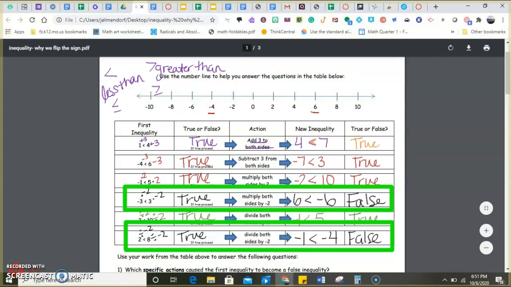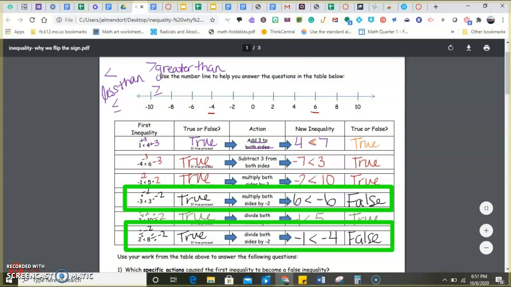The first one, we were multiplying by -2. And the second one, we were dividing by -2. All of the rest of them actually came out and worked, no matter if I added or subtracted, multiplied or divided. But when we divide or multiply by a negative number, it's going to come out to be false or not work. So what do you think we can do to get this to work?